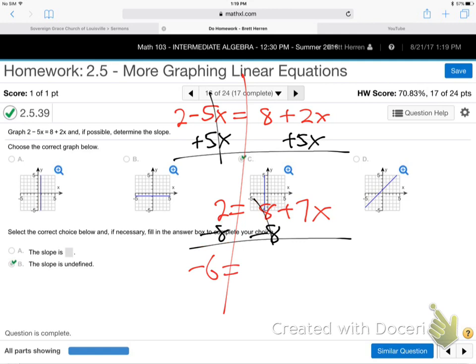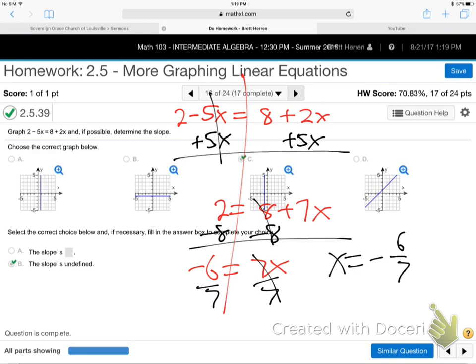So minus 6 is 7x. Last step to get x alone, divide by 7. So there we go. We have x is minus 6/7. Now that's not a slope, is it? That's not rise 6, run 7, because it's only a slope when it's y equals and it's a fraction next to x. That's not what we have here.